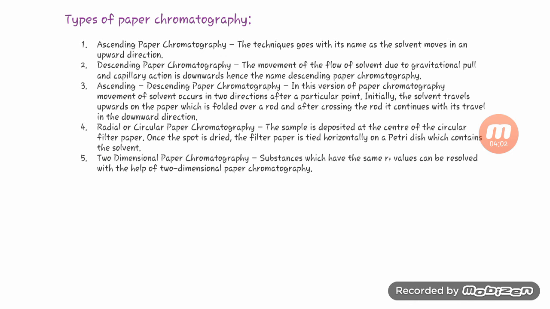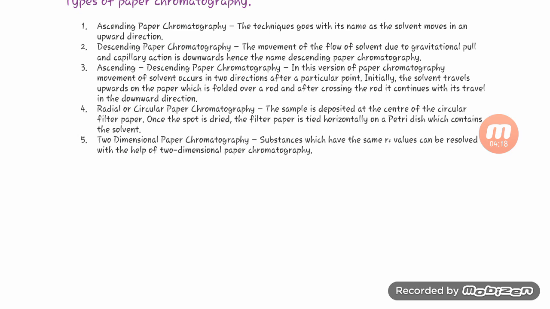hence the name descending chromatography. Then ascending-descending paper chromatography. In this paper chromatography, the movement of the solvent occurs in two directions after a particular point. Initially, the solvent travels upward on the paper, which is folded over a rod, and after crossing the rod it continues its travel in the downward direction.